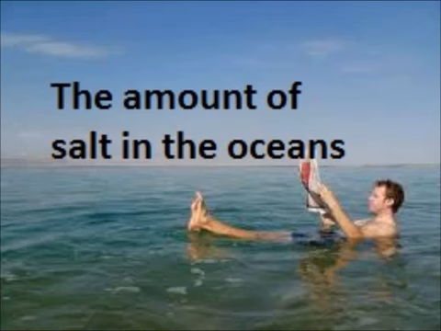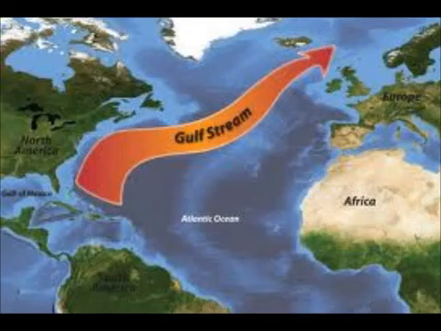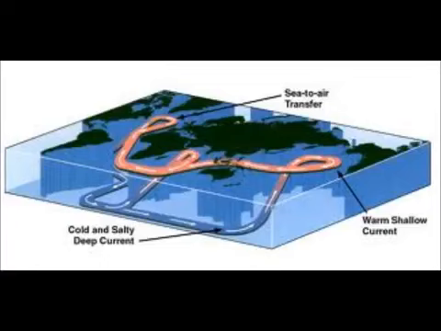The amount of salt in the oceans. The Gulf Stream runs up north, and as it does this, the water evaporates, leaving saltier water. The saltier water sinks, creating deep water currents. These deep water currents get replaced with less dense water currents.